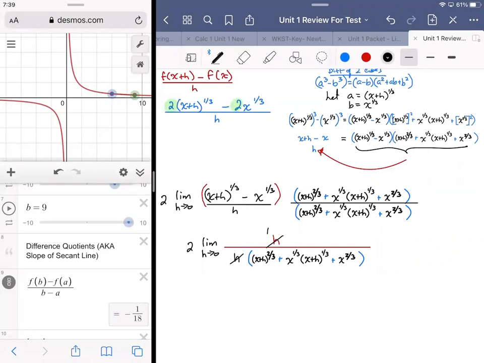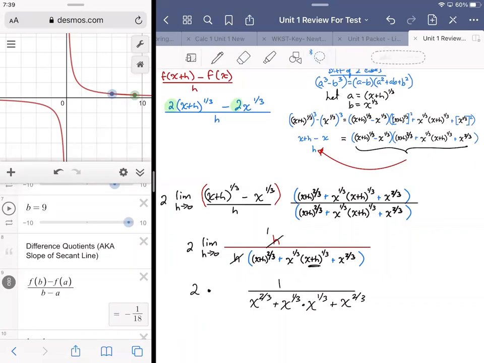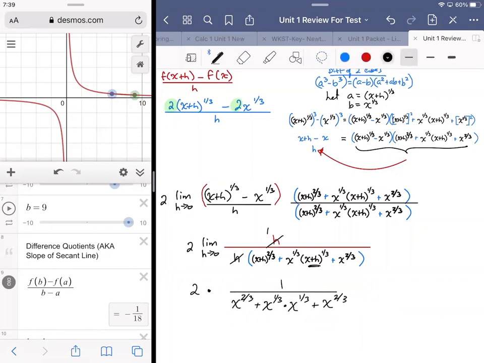All right, every H gets replaced with a 0, so I'd be looking at 2 times 1 over x plus 0 to the 2/3, so x to the 2/3, plus x to the 1/3 times x plus 0 to the 1/3, plus x to the 2/3. All right, it's 3 of the same thing, right, because these two pieces together multiply to give you x to the 2/3.